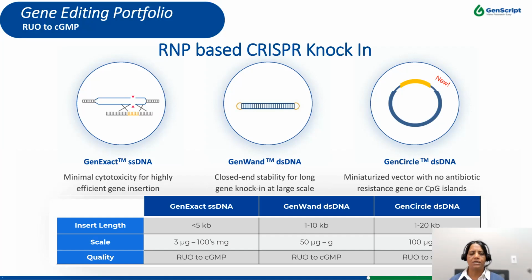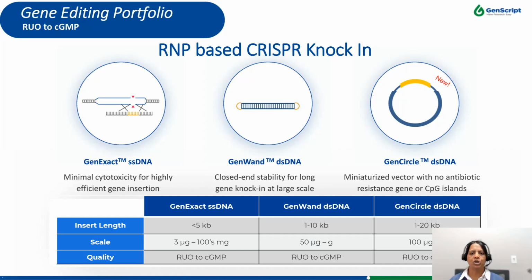To support the RNP-based CRISPR knock-in, GenScript provides high-quality sequence-verified HDR templates both in linear and circular format to enhance the efficiency of CRISPR experiments. And we can support various non-viral applications. One of them is the GeneExact single-stranded DNA. It has low toxicity, ensures high efficiency and minimizes the off-target effect, making it perfect for T cell therapy and generating cell or animal models. And GeneExact can insert lengths of up to 5 kb, making it versatile for many applications.